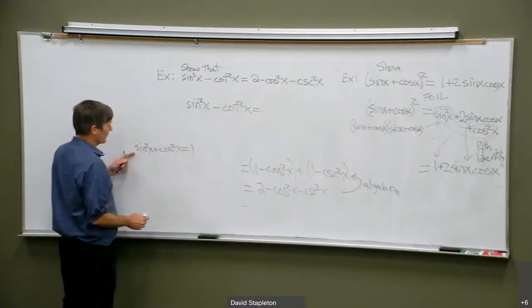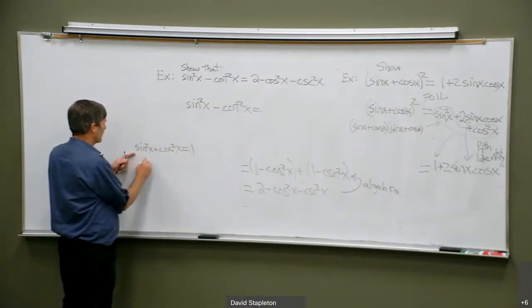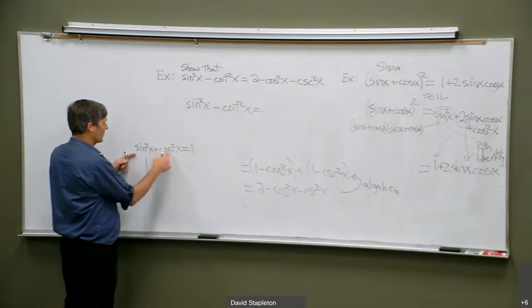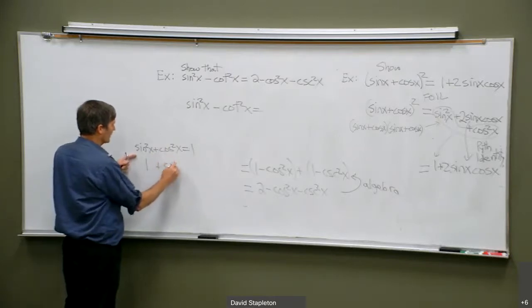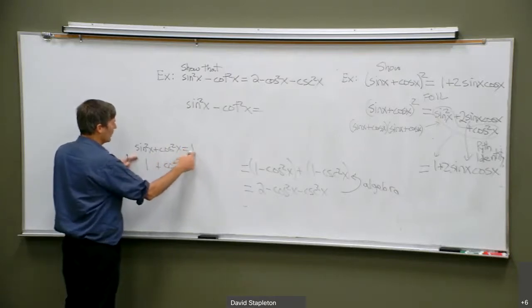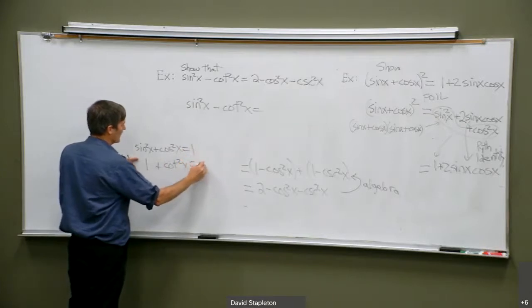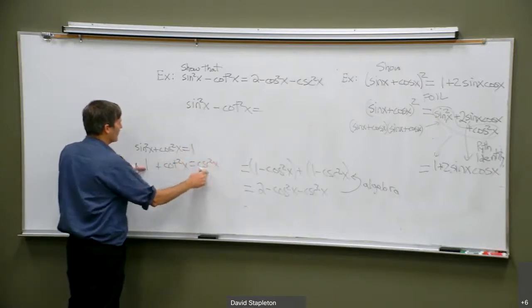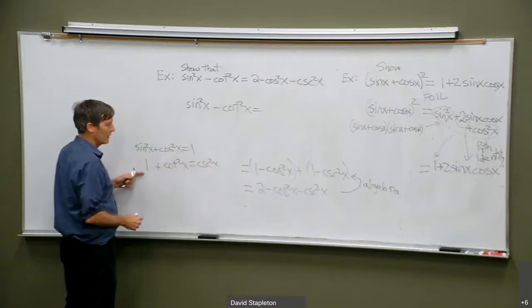If you divide this through by sine squared, then sine squared over sine squared is 1. Cosine squared over sine squared, you can kind of visualize this as cotangent squared. And 1 over sine squared is cosecant squared. So I can figure this one out from this one if I forget it.